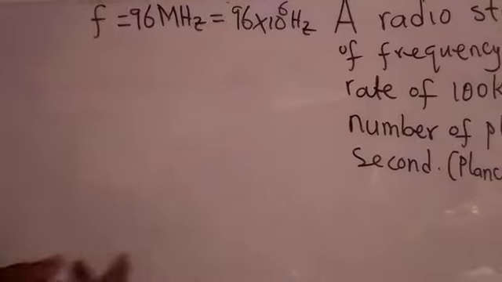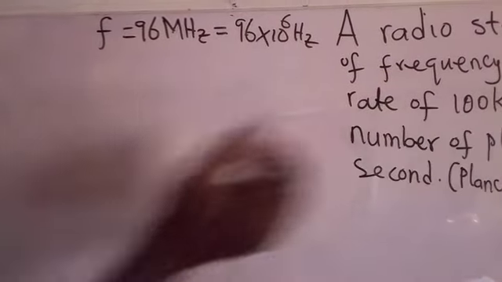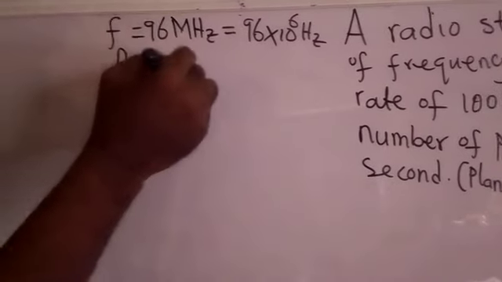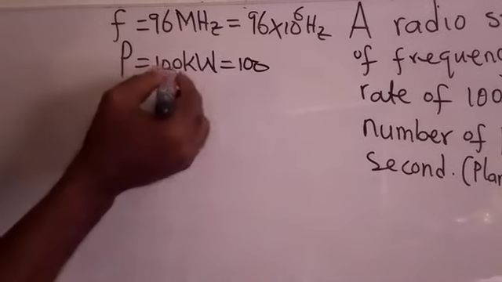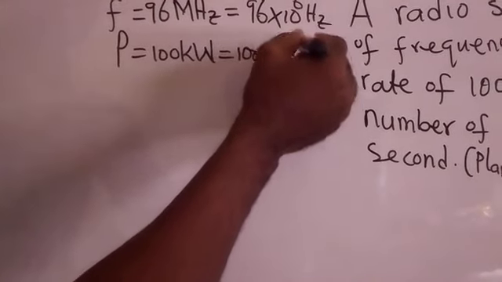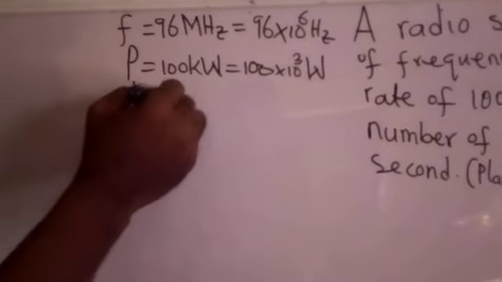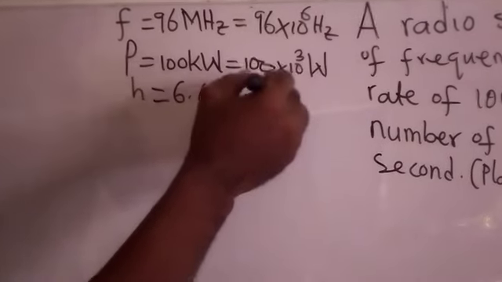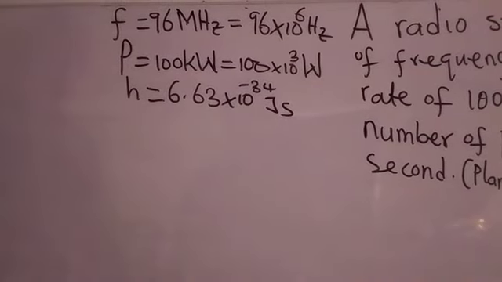Now what else was given? At the rate of 100 kilowatts. What quantity is measured in watts? It is power. So we have power as 100 kilowatts. Kilo means times 1000, and 1000 is 10 raised to the power 3 watts. Now we have Planck's constant h, 6.63 times 10 raised to the power minus 34 joule seconds. So we have the three things given to us in the question.